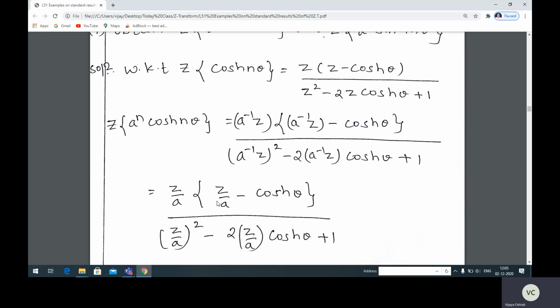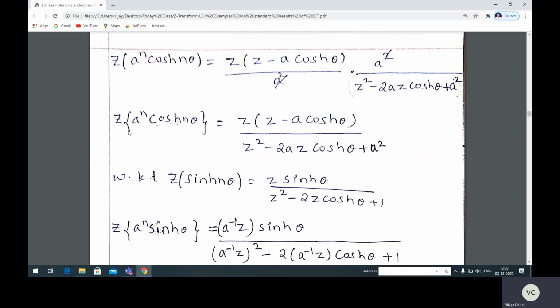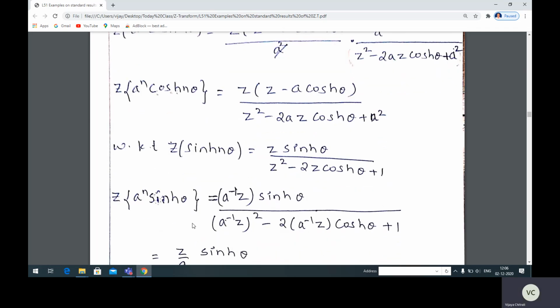So here take LCM and simplify. We'll get z minus a cos hyperbolic theta divided by a square, and taking reciprocal, a square divided by z square minus 2az cos theta plus a square, right? So a square gets cancelled. So the transform of a raised to n cos hyperbolic n theta is equal to z minus a cos hyperbolic theta divided by z square minus 2az cos hyperbolic theta plus a square. So this is the required answer.